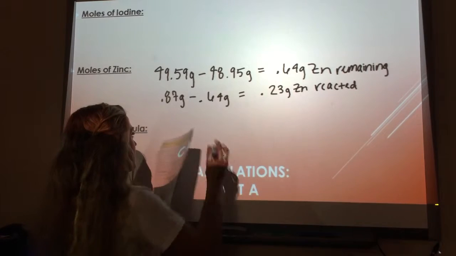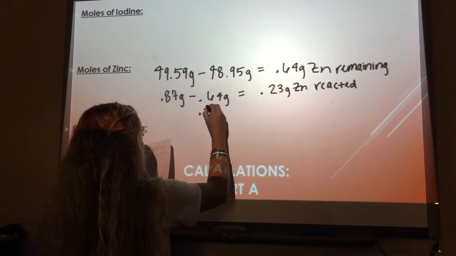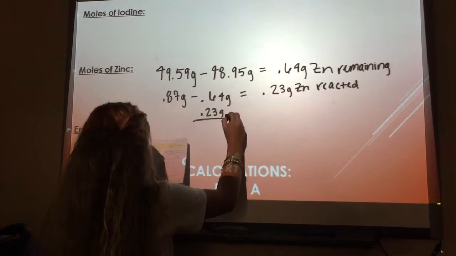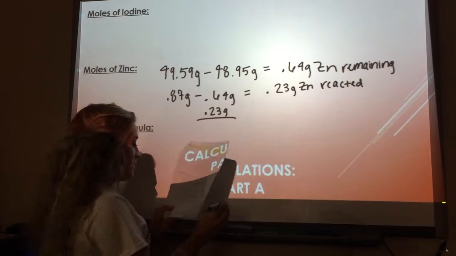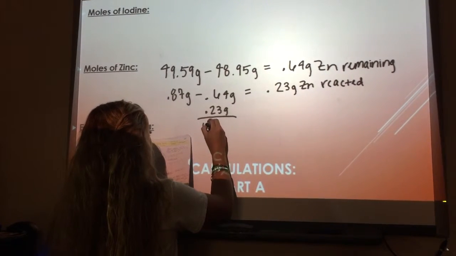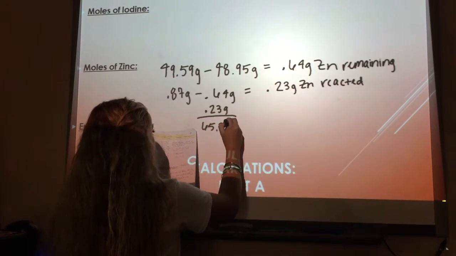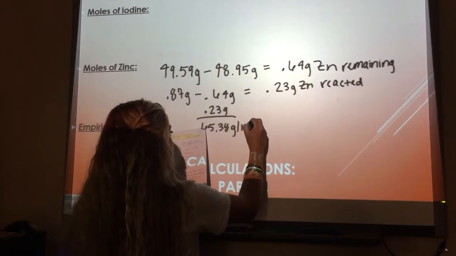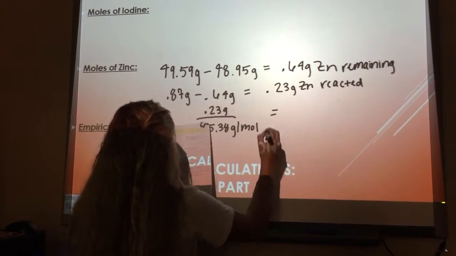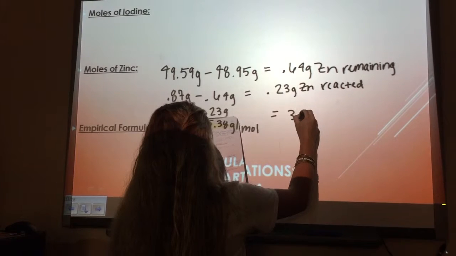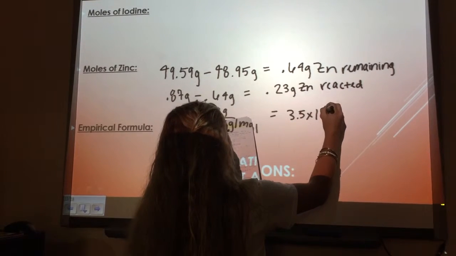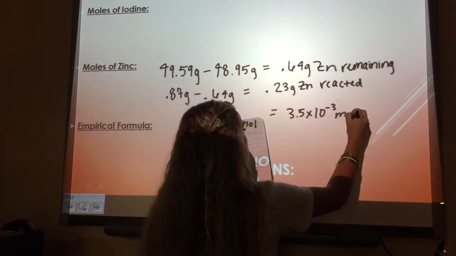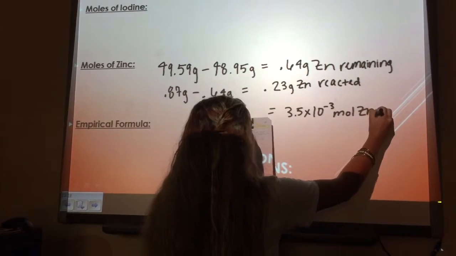Then we had to divide our zinc reacted, which is 0.23 grams, by the molar mass of zinc, which is 65.38 grams per mole, which is equal to 3.5 times 10 to the negative third moles of zinc.